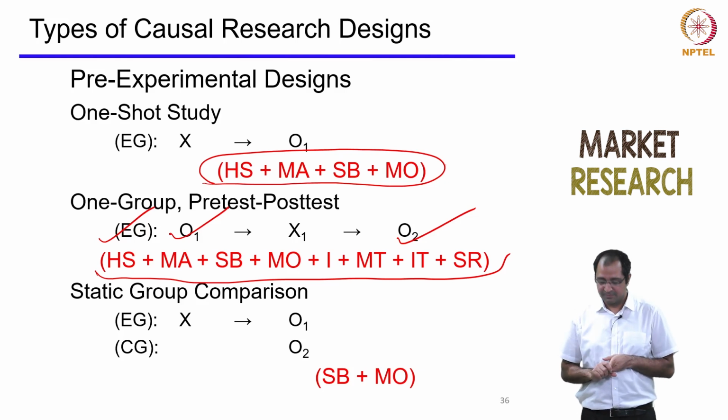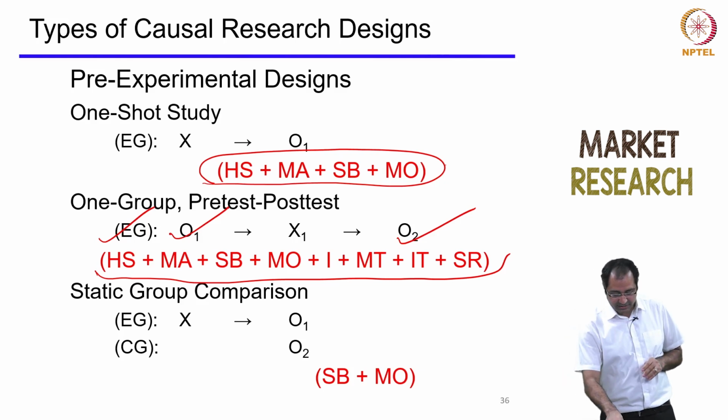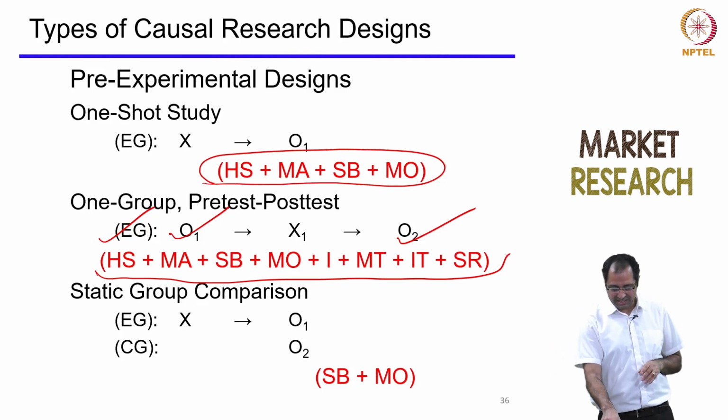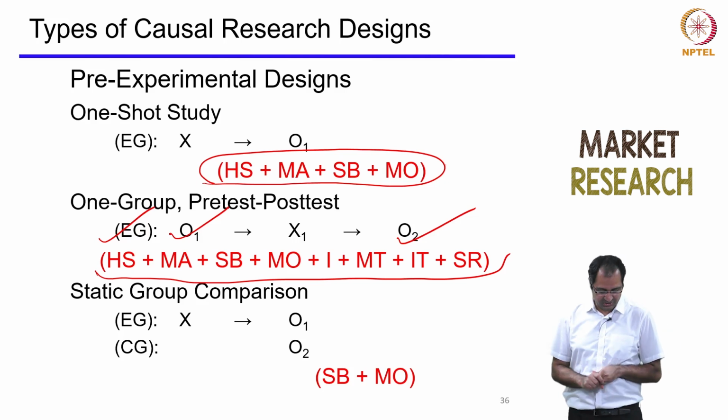Mortality. Oh sorry, MA is maturity, MT is main testing effect, I is instrumentation, IT is interactive testing effect, SR is statistical regression.